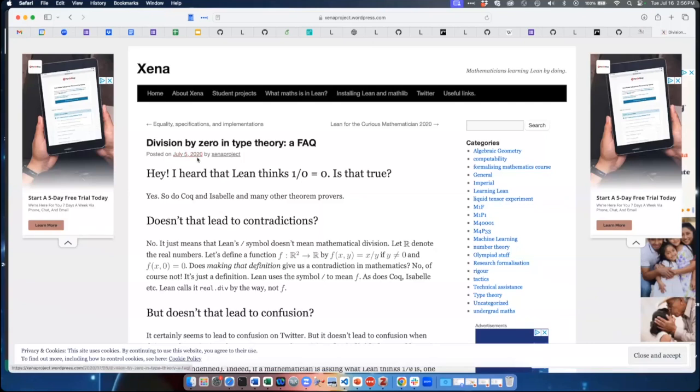So, the first thing to help make you a little bit more comfortable with this is yes, so do many other theorem provers, okay? So Lean is not special. It's not weird. It's just all theorem provers are weird. And this doesn't lead to contradictions.